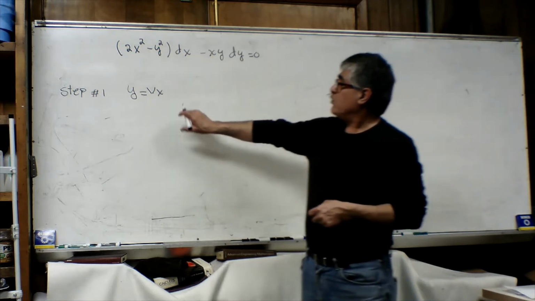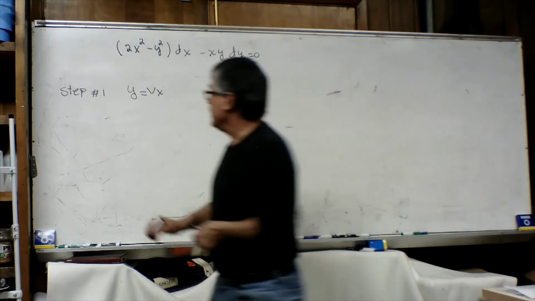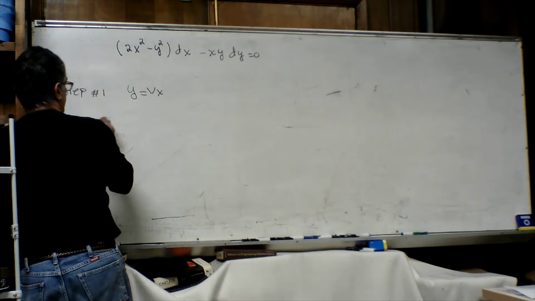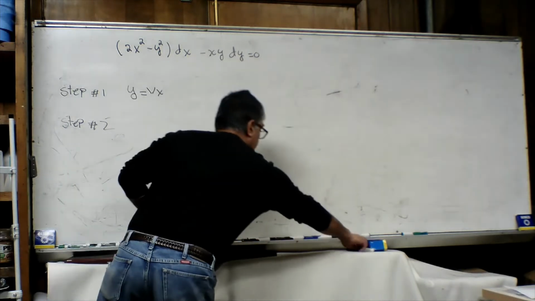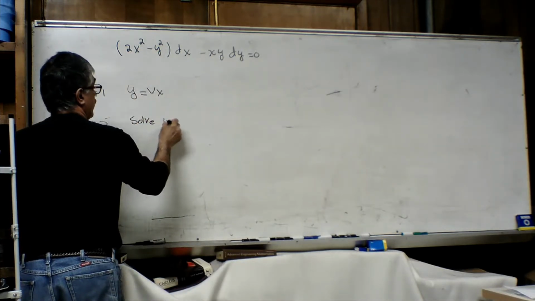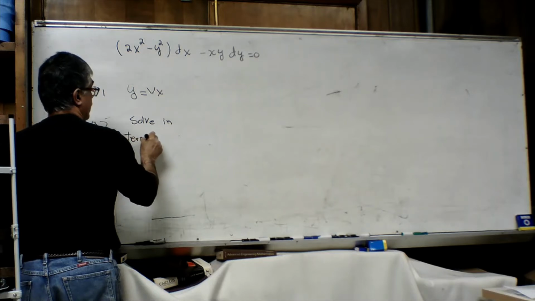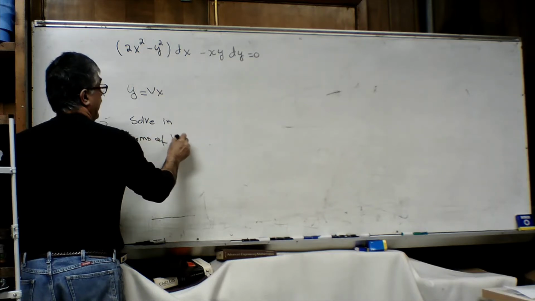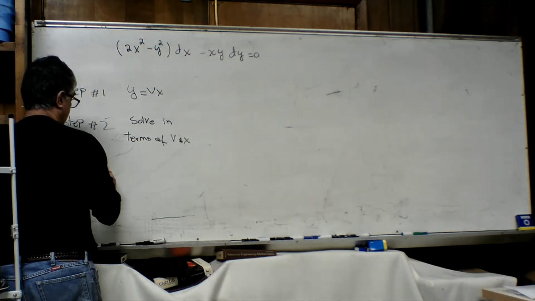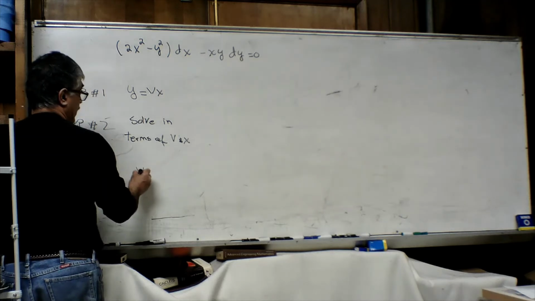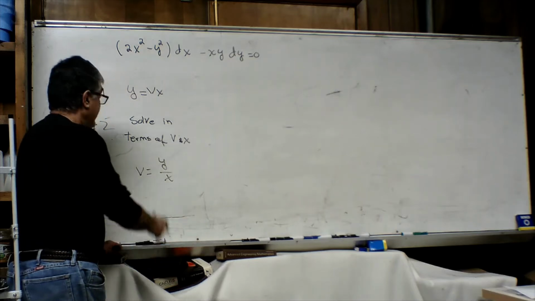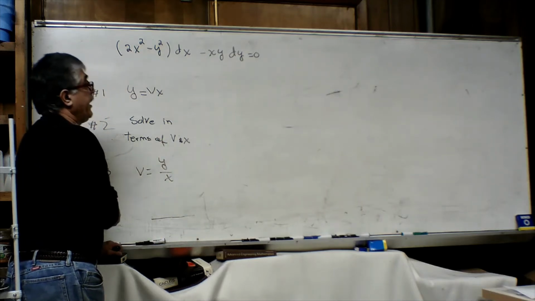So the first step is to assume y is equal to vx. The second step, step number 2, is to solve in terms of v and x. Then the last step, step 3, we use v is equal to y over x, and we transfer the answer in terms of y and x.